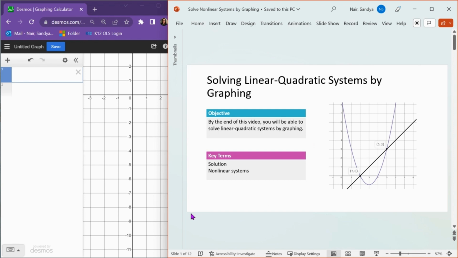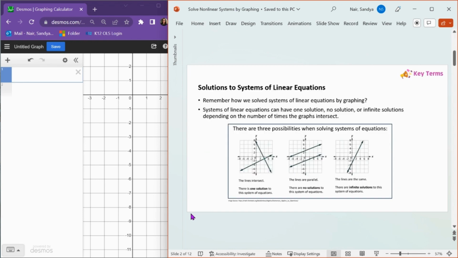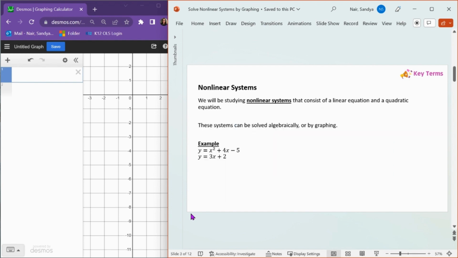In this video, we're going to talk about how to solve linear quadratic systems by graphing. So remember how we solved systems of linear equations by graphing? Systems of linear equations can have one solution, no solution, or infinite solutions depending on the number of times the graphs intersect. So what we can do is study nonlinear systems that consist of a linear equation and a quadratic equation. These systems can be solved algebraically or by graphing.